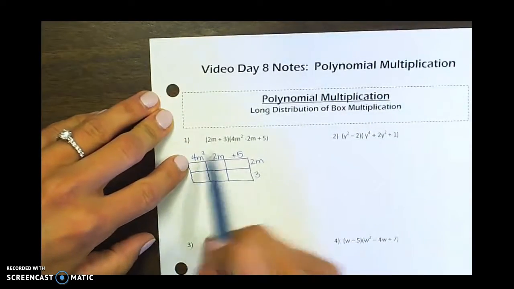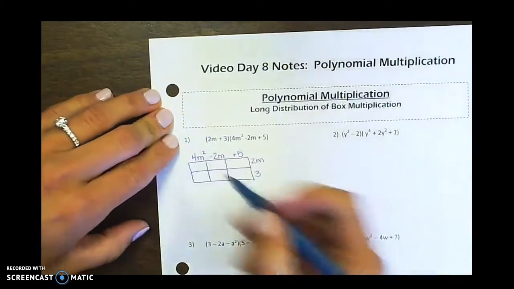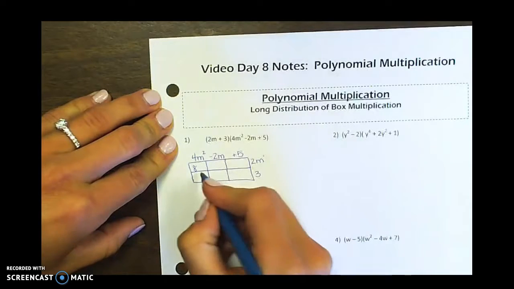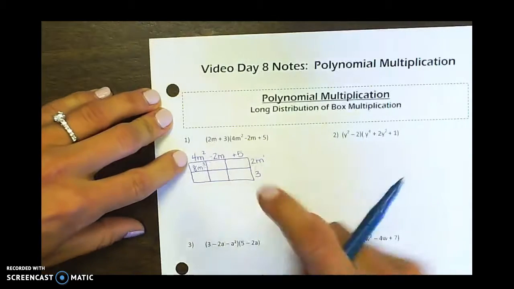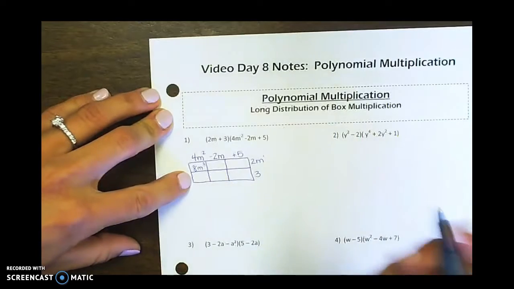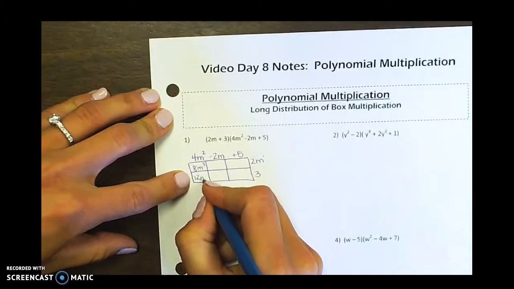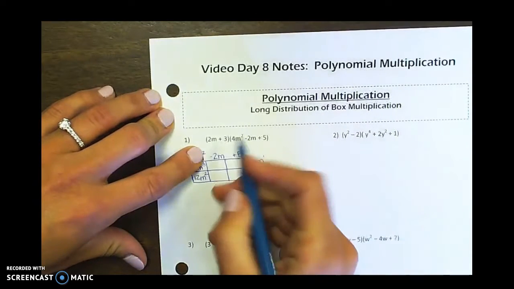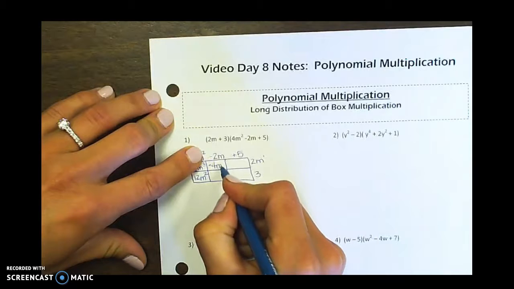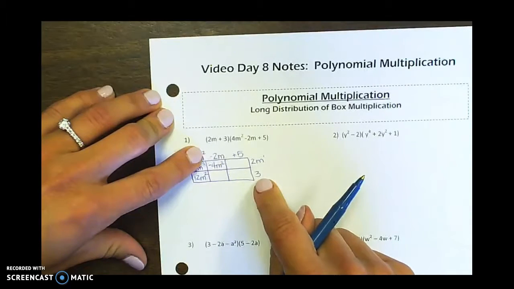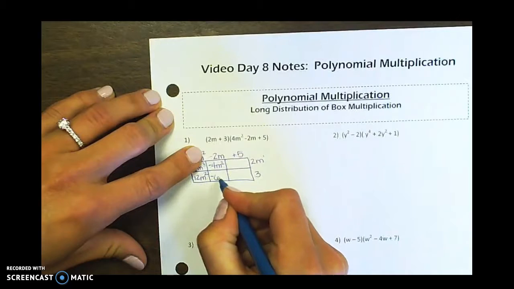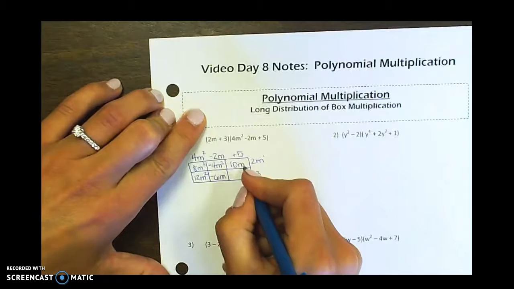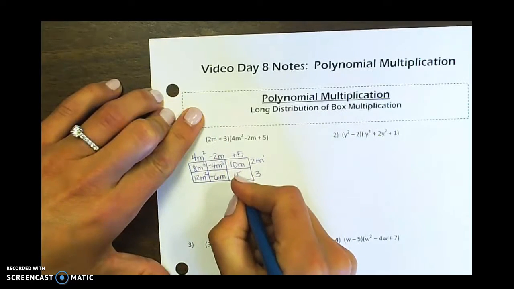So here we have 4m squared and 2m, so I multiply that together, and 4 times 2 is 8. m squared times m to the 1 is m to the third. 4m squared times 3 is going to give me 12m squared. Negative 2m times 2m is going to give me a negative 4m squared. Negative 2m times 3 is going to give me a negative 6m. 5 times 2m is going to give us 10m. And 5 times 3 gives us 15.